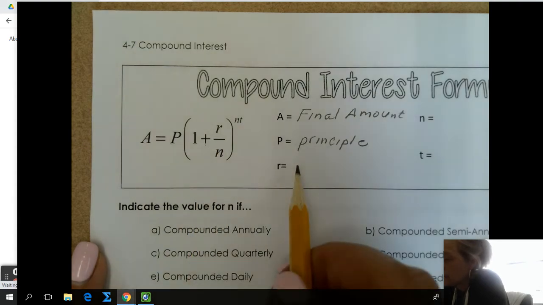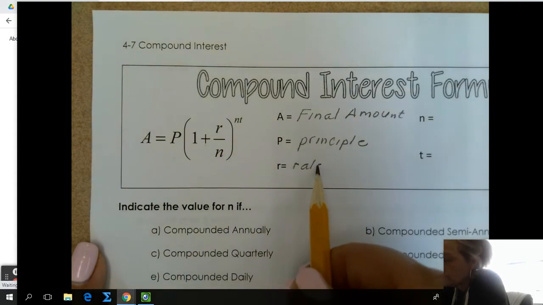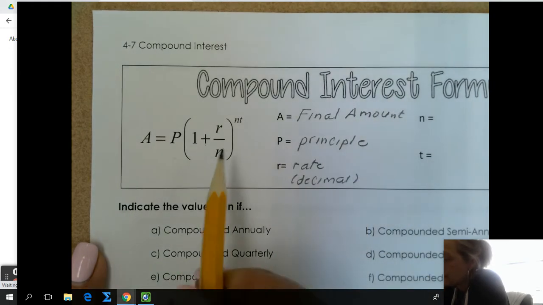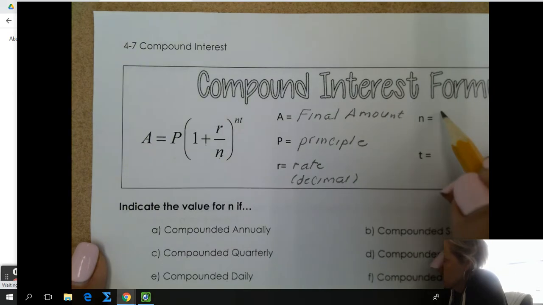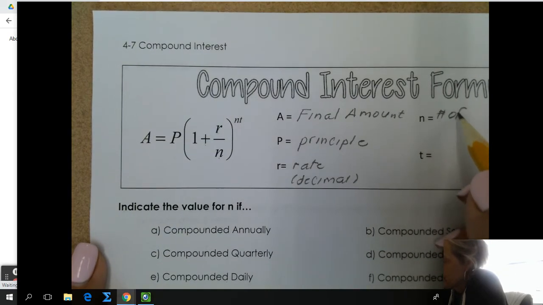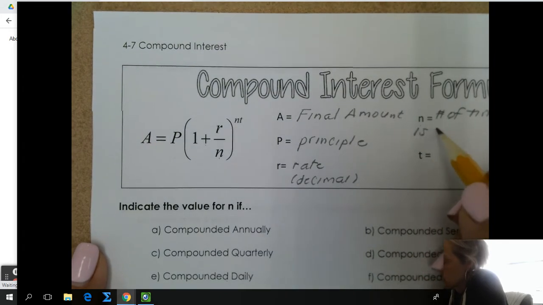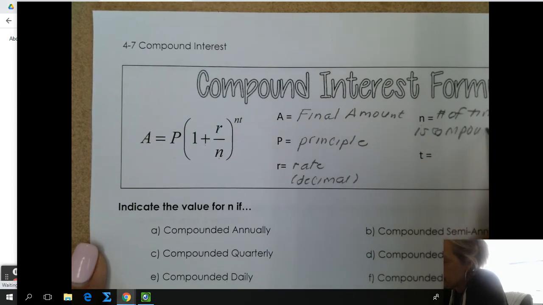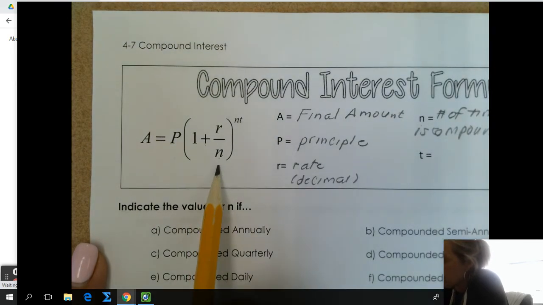R is our rate. And remember, that's always a decimal. So we're going to convert the rate to a decimal. R gets divided by N. And N represents the number of times that interest is applied or compounded in a year. And notice N appears twice in the compound interest formula.